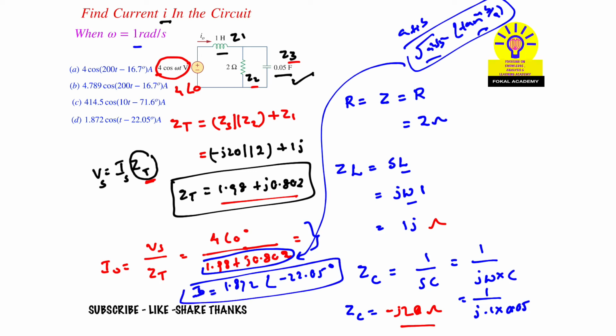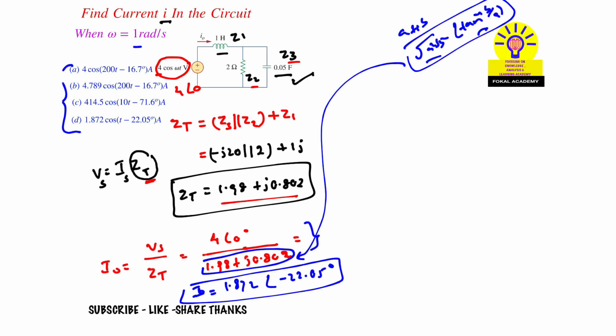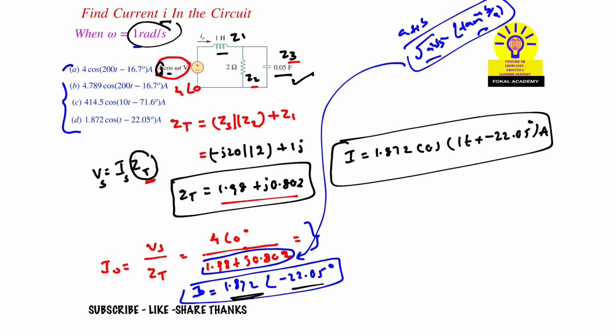But according to the problem we want it in cosine form. Now how can you convert this into cosine form? Because in the options the answer is in cosine form. We know that the current I is, like the voltage, a cosine with its amplitude. So here the current amplitude is 1.872 cos of omega t, where omega is nothing but 1, so 1t plus the current phase angle, which is minus 22.05 degrees, amperes. So this is the current in cosine form. From the options, option D is the correct option. And this is the process of simplification.